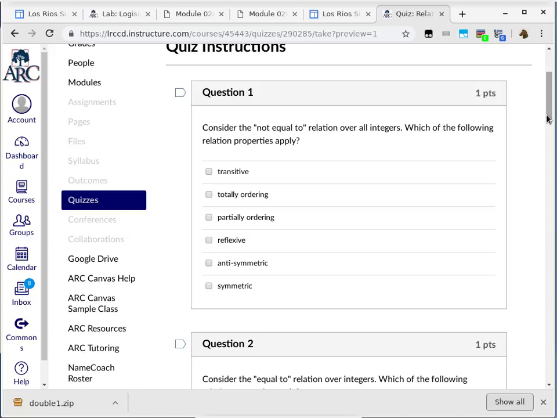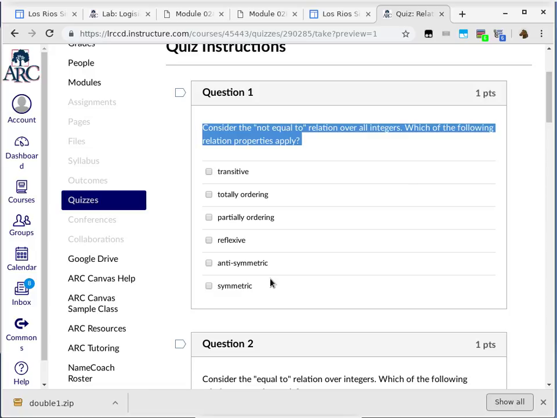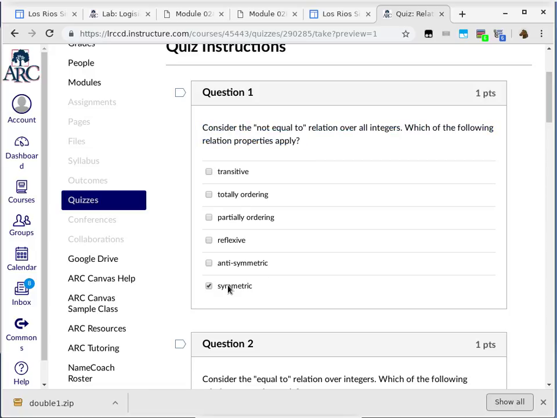Last one, is it symmetric? The definition of symmetric is, for every single way to pick out two things out of the set of all integers, does A does not equal B if and only if B does not equal A? Yep. Check. And there's only one check in this case. It is only symmetric, but none of the others. So are there any questions about this?